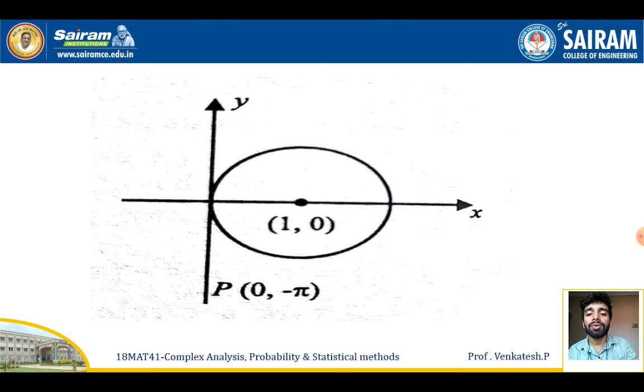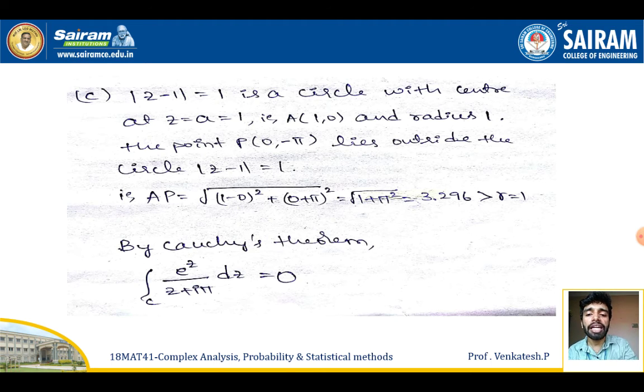On drawing the figure, we'll get the equation like this. So 1 comma 0. Obviously the point pi is nothing but 3.14, so the value will be minus 3.14. On observing the figure, the radius will be only 1 here. So obviously the point lies outside the circle. So if the point lies outside the circle, we can take Cauchy's theorem as equal to 0.